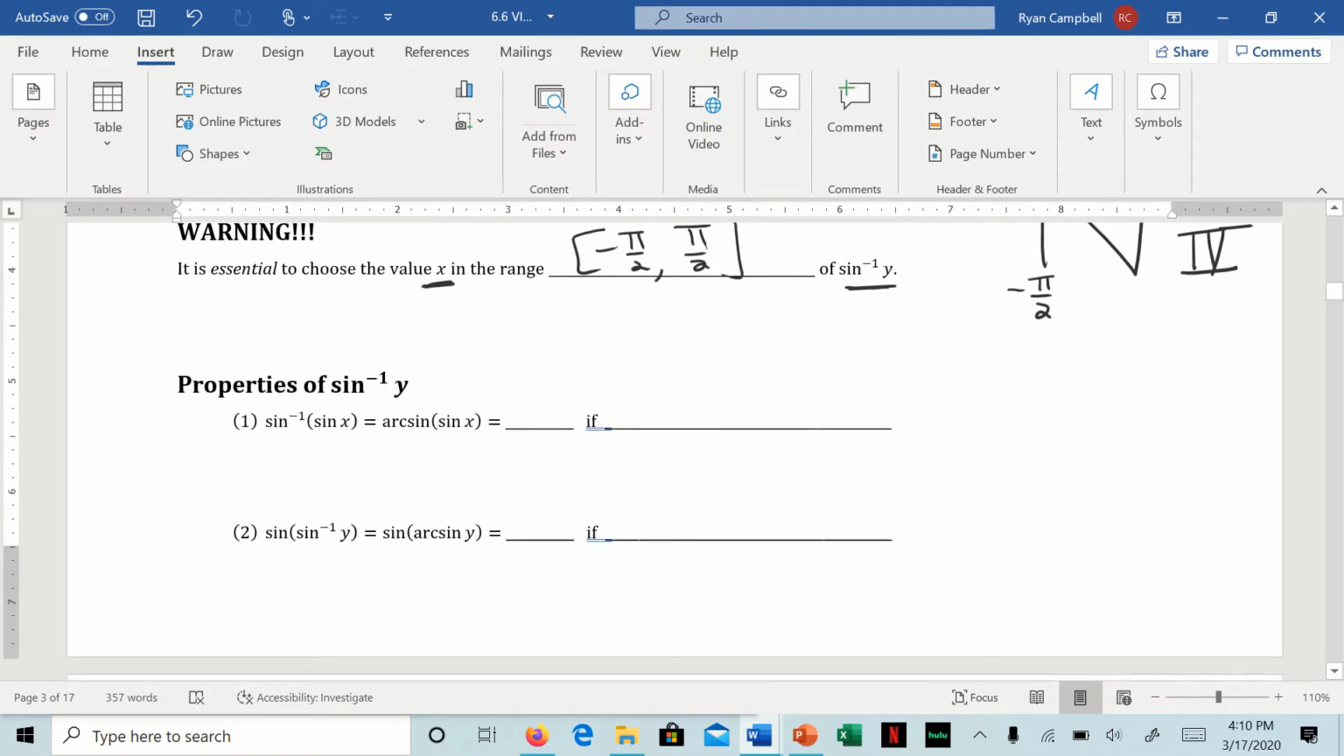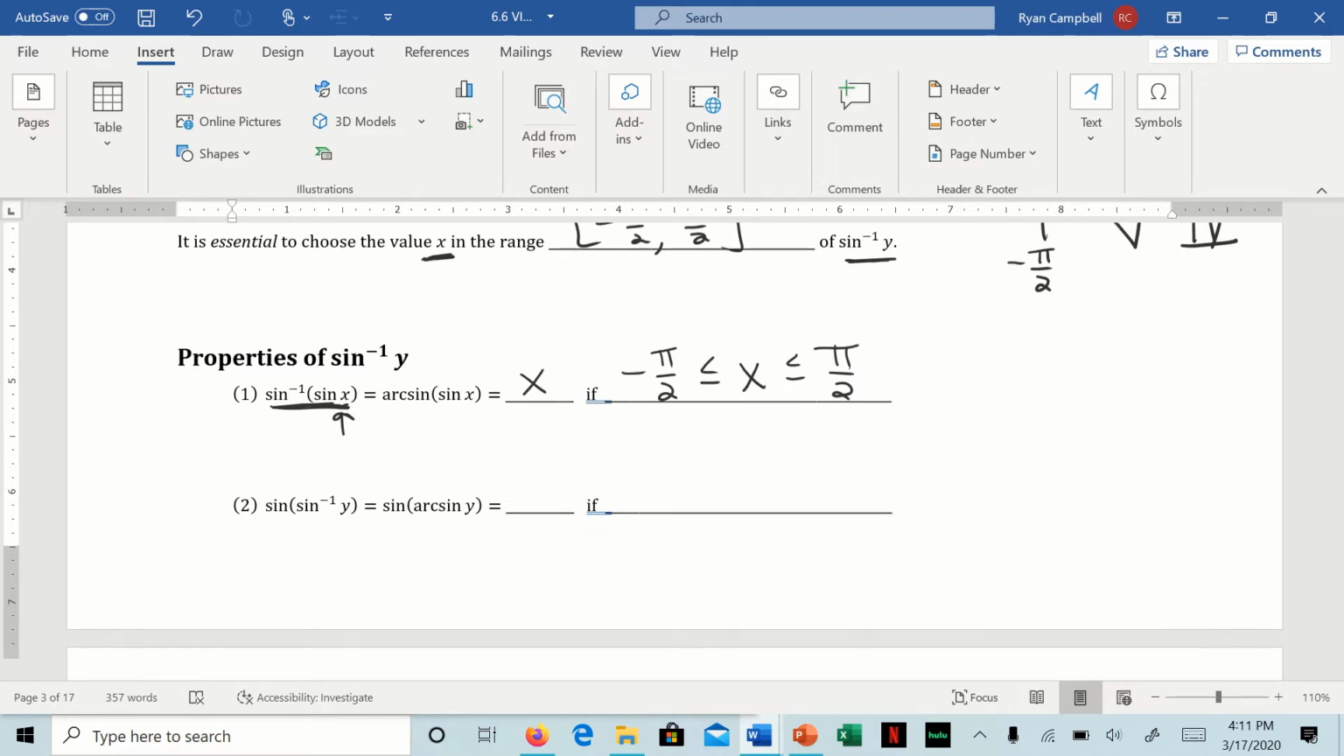And then lastly, we know that if we plug in x into sine and then into the inverse, we should end up with the exact same thing. This was the property of inverses. However, what do we know? This only works if x is what? x has to be between negative pi over 2 and pi over 2 for that to work. Otherwise, it's going to be a little off. And we'll see some examples.